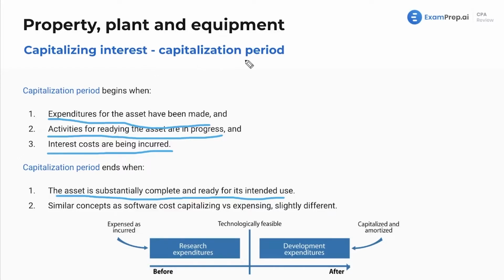Remember, capitalizing good, expensing bad. It's more complicated than that. Not more complicated, it's just not really that, but that's how I like to remember it. And it's a helpful process. If I was a business, I'd want to capitalize rather than expense.